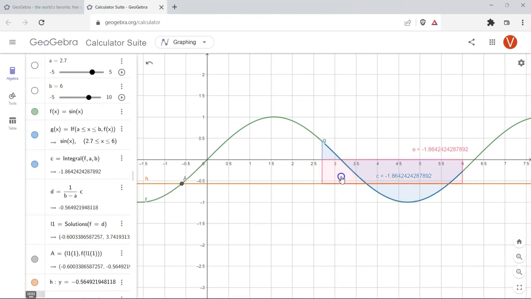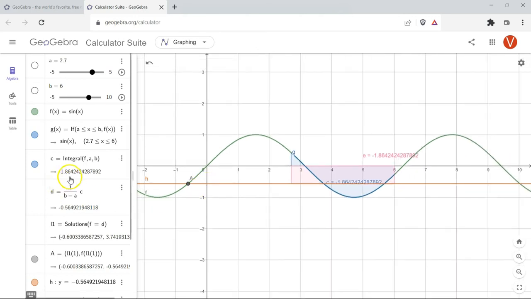So that means this part and this small part, add them up, will be equal to the area here and here. So that is the mean value theorem.